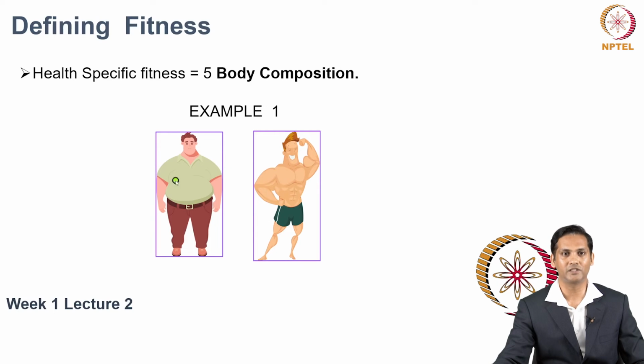Now this person is termed as obese because he has more amount of fat than the normal range, and this person is considered as a leaner person because he has more muscle mass and less fat mass than the normal range.